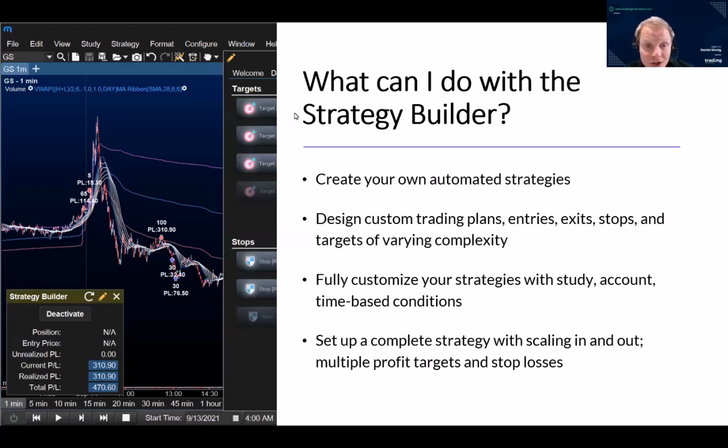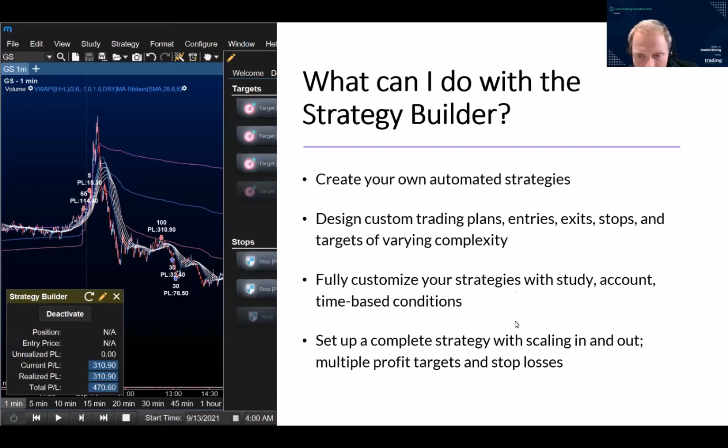Then you can use our strategy builder to create your very own trading strategies. And these can be actually quite complex because we give you a lot of flexibility in what you can do. You can define your own trading plans, not just one. It can be a whole combination of multiple trading plans together, where you can define your entries, your exits. You can set stops and targets of varying complexity. So here, you can really create a strategy which can be extremely complex, or perhaps a strategy which is quite simple. But you choose, and you can do it simply by clicking it together.